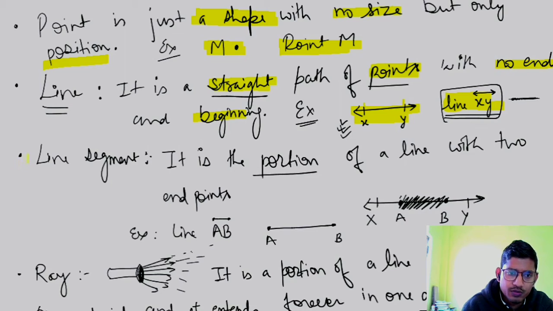Now move to the next point, line segment. A line segment is formed from the line itself. It's a portion of the line, like I had highlighted here. And since it's a portion, it will have two endpoints, A and B. We will simply denote it as AB, and on the top of it, a small symbol of line segment. I hope we are clear.